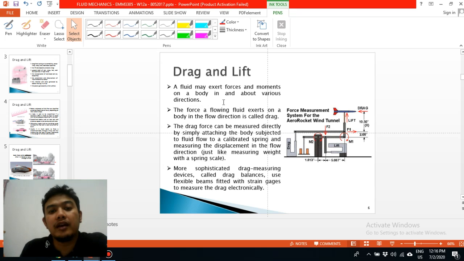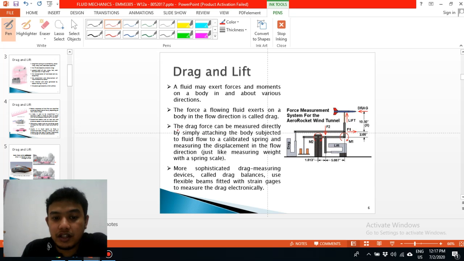A fluid may exert force and moment on a body in and about various directions. The force the flowing fluid exerts on the body in the flow direction is called drag. On the right side, this is one of the equipment to detect lift and drag, the force measurement system for an aero rocket wind tunnel. Based on this, you can detect the drag using the spring effects and also the lift.